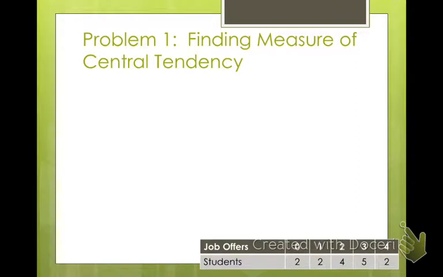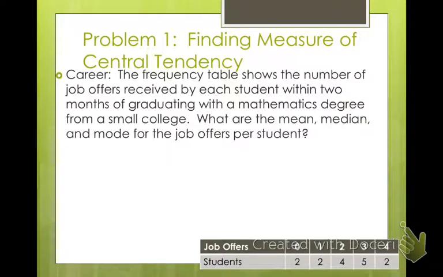Alright, so first we're going to find some measures of central tendency given this frequency table. We're talking about students who receive job offers within 2 months of graduating with a mathematics degree from a small college. We're going to find the mean, the median, and the mode. The first thing we can do is rewrite this so that we take the frequency and write out how many times it happens for the number. So 2 students got 0 job offers, so we have 2 zeros, a 0 and a 0 to represent those 2 non-job offers. Then we have 2 that were offered 1 job, so we write 2 ones.